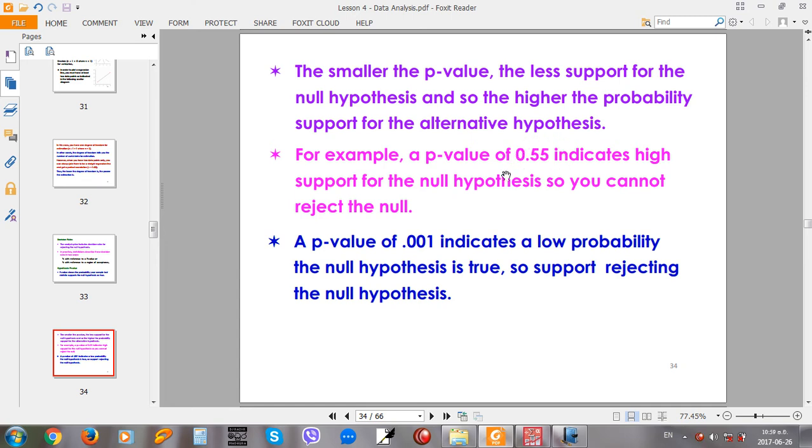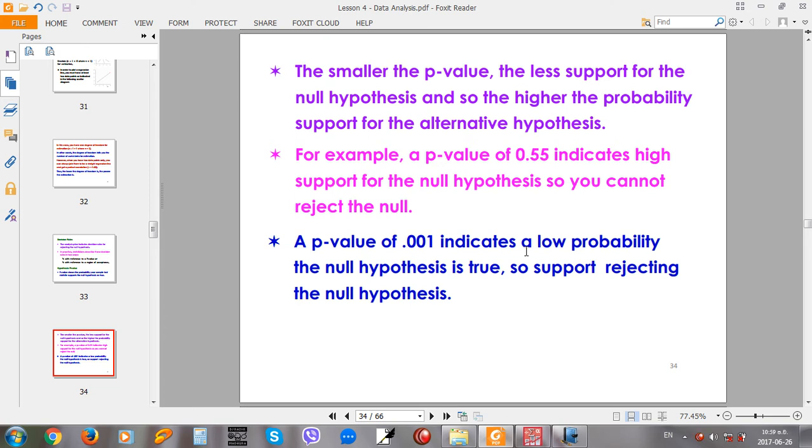Here the value is 0.55. I told you 0.05, and it is greater than 0.05. So that is high support for the null hypothesis. Then we cannot reject the null hypothesis, right? The p-value is greater than 0.05, and that 0.05 comes according to our significance level, which is given in the questions. So in that case we can't reject the null hypothesis. A p-value of 0.001 indicates a low probability, that is less than 0.05.